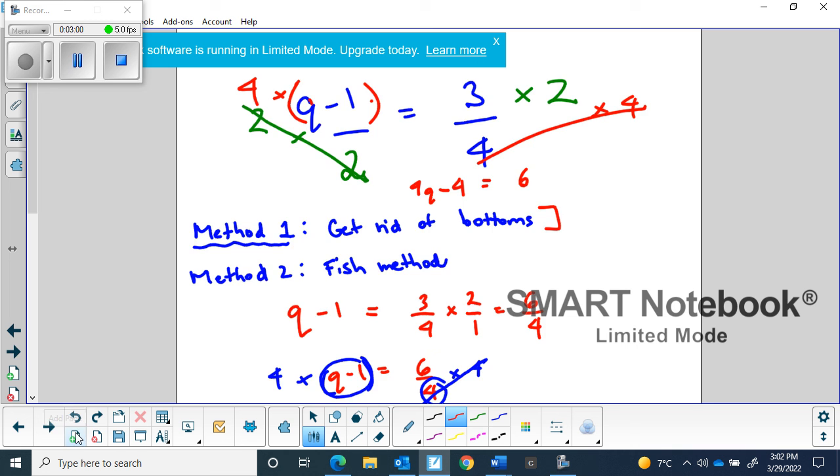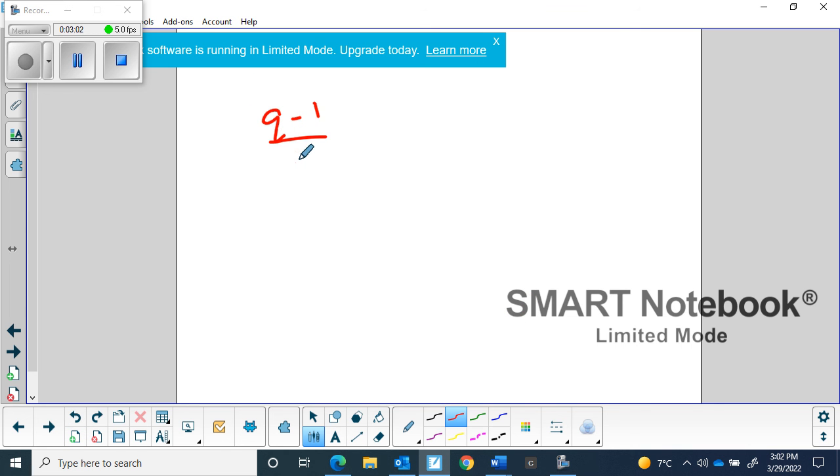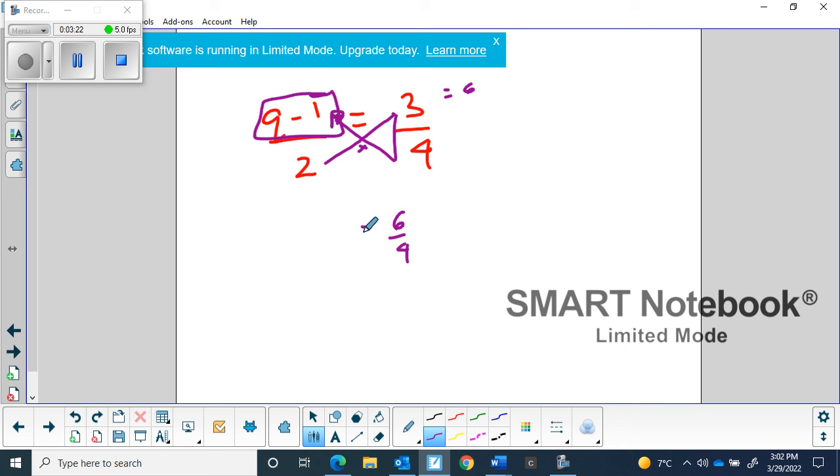The other way we can do it is if we have q minus 1 over 2 equals 3 over 4, we can also use the fish method still. So we always want to finish on the side where the variable is, or the unknown. So we're going to go diagonally, multiply, which is 6. Then we're going to go down, and we're going to finish at our answer. So 6 divided by 4 is going to be equal to, well, it's not q, because the q is still attached to something. It's q minus 1. So now we have to do an additional step here to get rid of this minus 1.